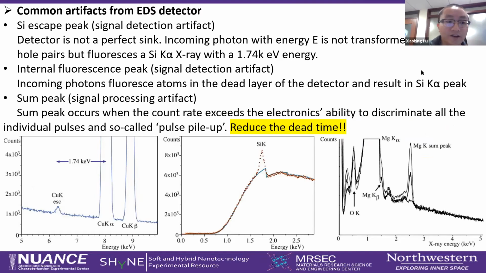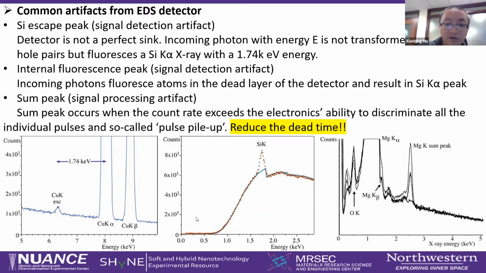The first one is because when you do the quantification, you need to be very clear which peak is the artifact and which peak is your element. The first artifact is the silicon escape peak. This is due to a signal detection artifact. The detector is not a perfect sink, and the incoming photon with energy E is not transformed into an electron-hole pair, but instead fluoresces a silicon K alpha X-ray with 1.74 keV.